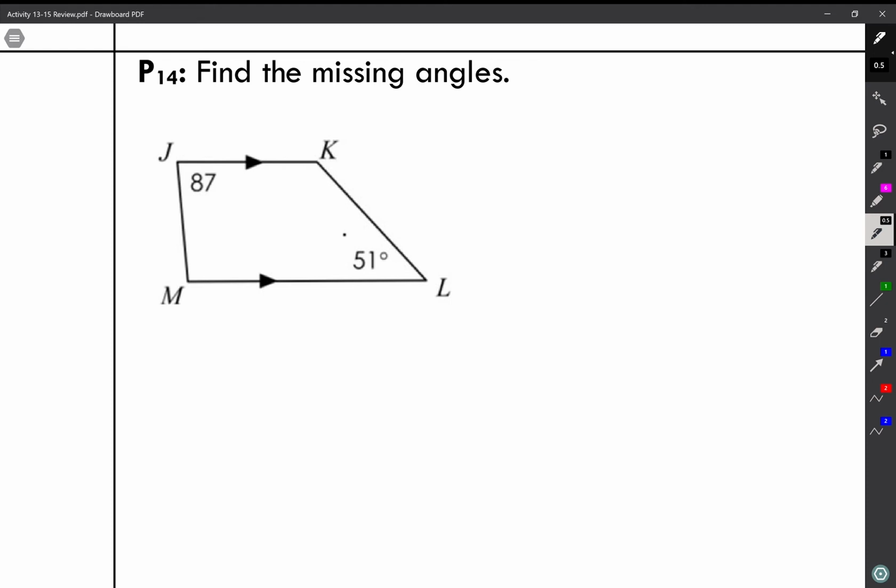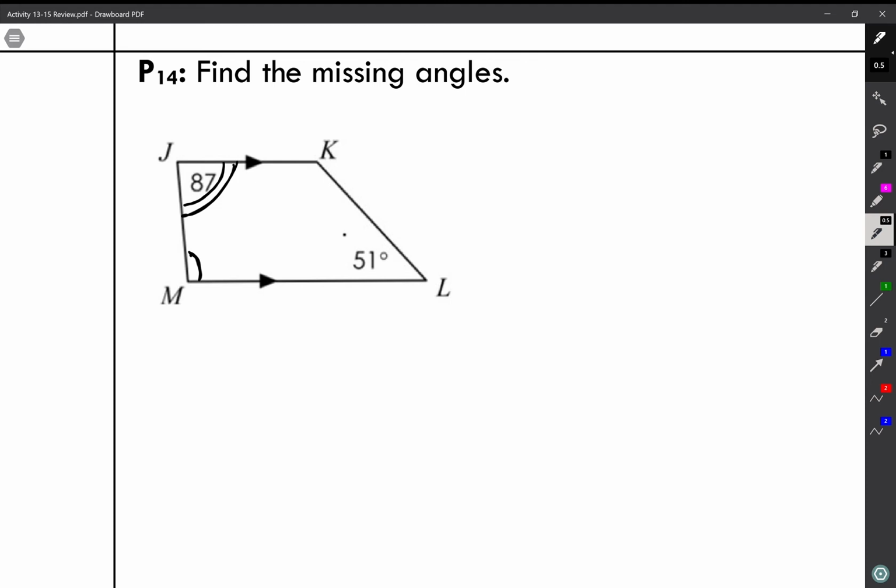Okay, so remember, my base angles are the angles formed when you take one base and the legs. So this would be, say, a lower base angle, and then an upper base angle on the same side would be this one right here. Angle M and the angle of 87 degrees add up to 180 because they're supplementary.